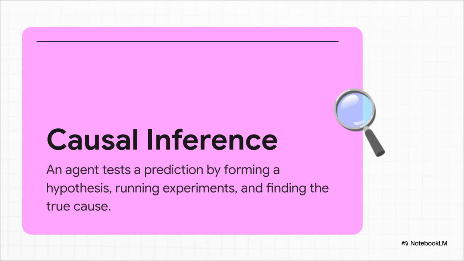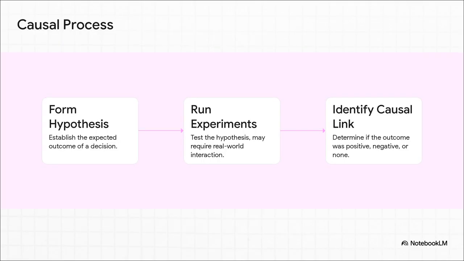This is where the causal inference pattern is a game changer. It basically gives the AI a lab coat and turns it into a scientist. Instead of just taking a prediction at face value, this agent designs and runs experiments to figure out the real cause and effect relationship before you make a big move. And the process is exactly what you'd expect from a scientist.